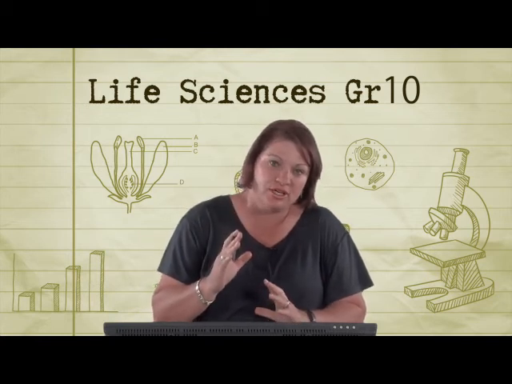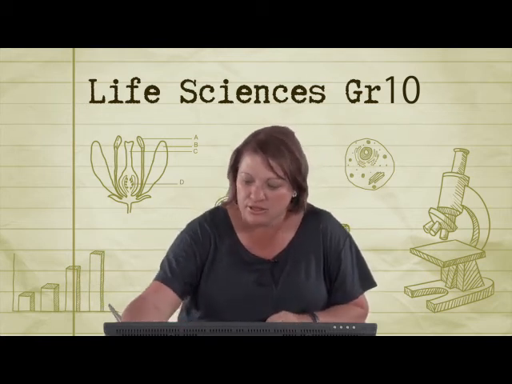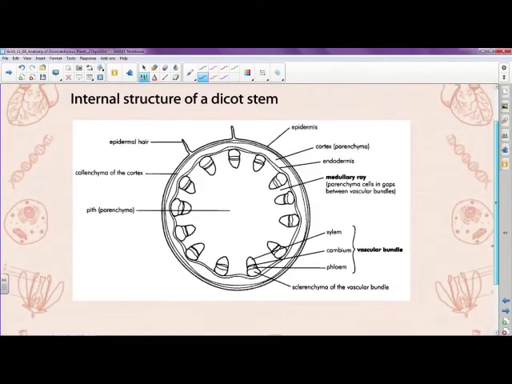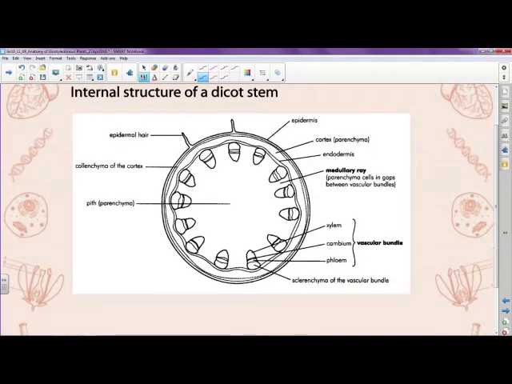Now I need you to look at the screen, and then look and obviously listen. This is the line diagram of the internal structure of a stem. This particular stem is a dicotyledonous stem, and as I said when we looked at the roots, there are slight variations, but when it comes to the stem, there is a huge difference between the dicot and the monocot. When we look at the stem, a line diagram shows you the different kinds of tissue.